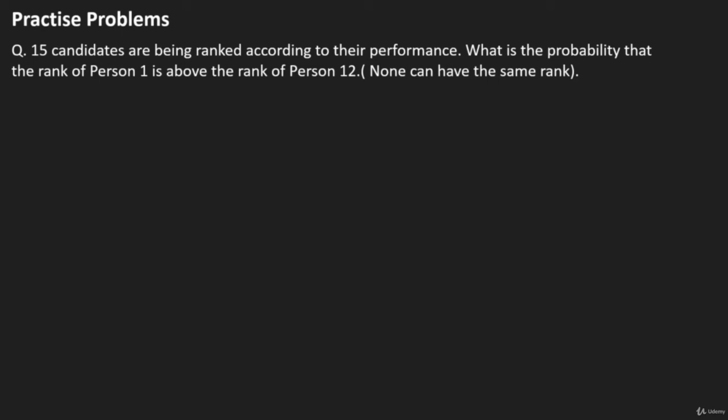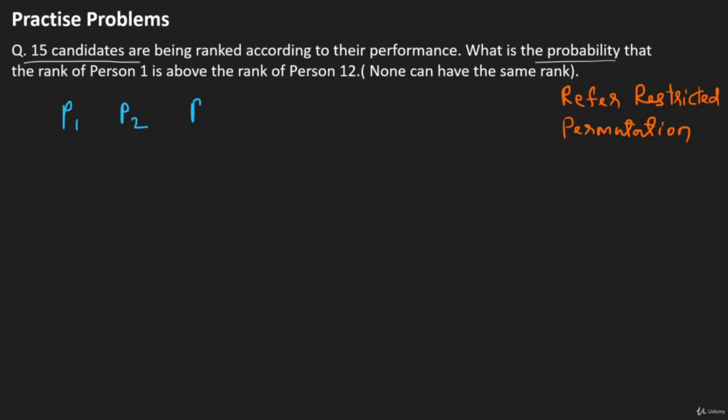Alright, we are back. I hope you have given it a try. Now, this question is a probability question that uses some concepts that we have discussed in restricted permutation. So refer to restricted permutation for a deeper understanding. Over here we have 15 candidates. Let me mark them as P1, P2 up to P15, right? And we need to arrange them such that the rank of person 1 should be above the rank of person 12.